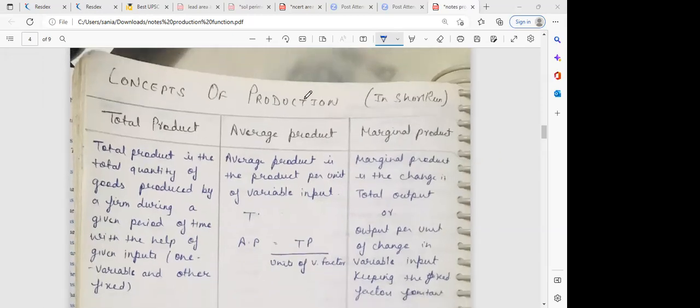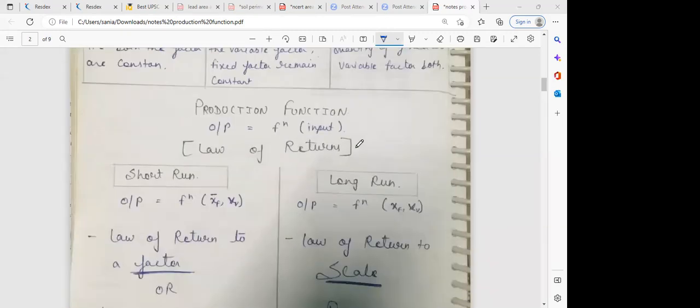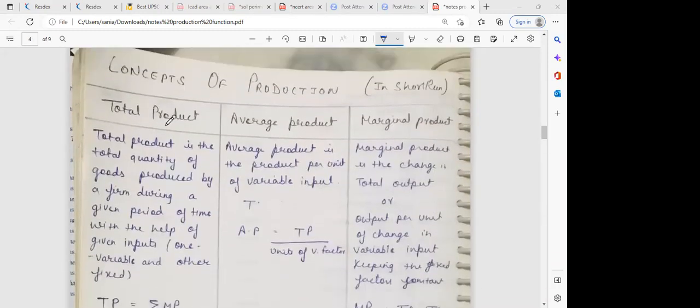So, the concept of production. We are only dealing with the short run. We are not dealing with the long run, because as I already told you, the law of returns to scale is not in your CBSE syllabus now. Okay. So total product, average product, and marginal product. So ma'am, what is total product basically? Total product is the total quantity of goods produced by a firm during a given period of time with the help of given inputs.